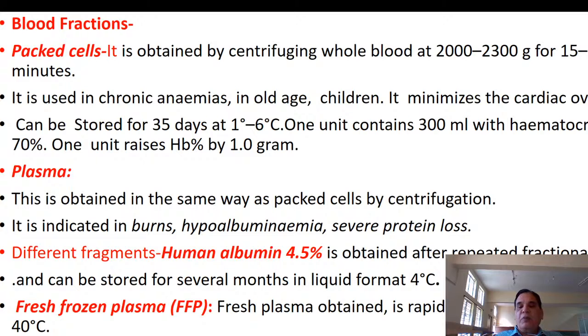Packed cells are obtained by centrifugation. Storage is at 1 to 6 degrees. Plasma has different fragments. It can again be fractionated, and human albumin is also one of them. Albumin 4.5 is obtained by repeated fractionation, and it can be stored in the freezer at 4 degrees centigrade for several months. FFP can also be stored for 2 years. Uses: severe liver diseases with abnormal coagulation function.